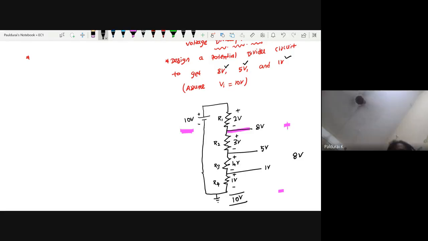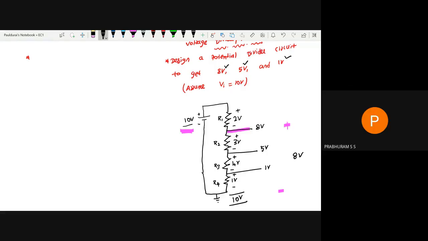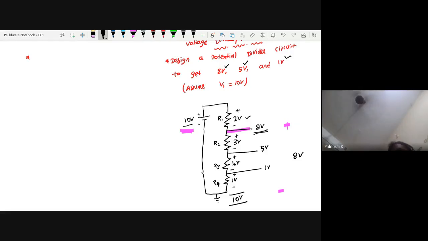Yes sir. Here you are applying 10 volt, right? 10 volt is coming. At point A, to have 8 volt, there will be a 2 volt drop in R1. Then here 8 volt. Here you have 5 volt, with a 3 volt drop. Here a 4 volt drop, so 5 minus 4, you will get 1 volt, right?